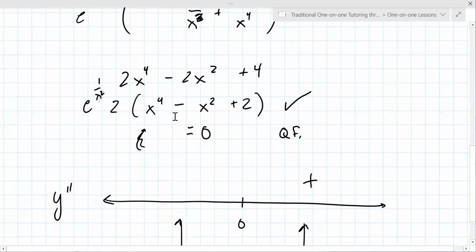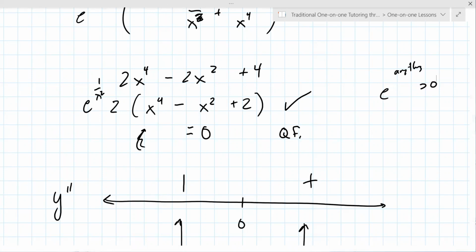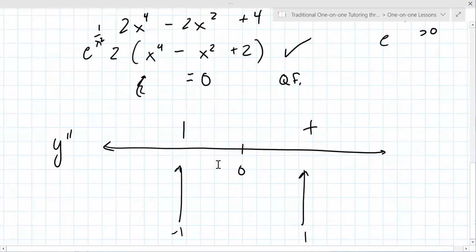So -1 is 1 because it's positive. -1 positive, so that's positive as well. So you get 1. E to the 1 over -1 is positive. E to anything is always greater than 0. Okay. So this thing is concave up everywhere, like when we get back to the actual question.